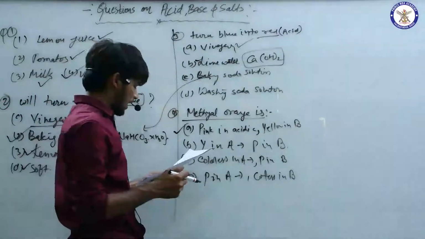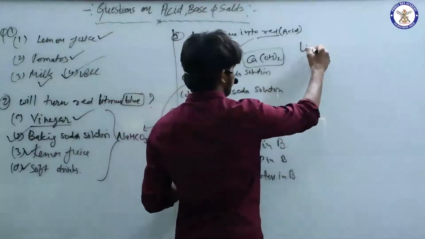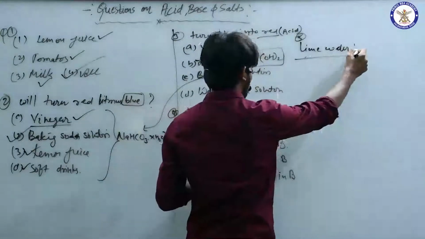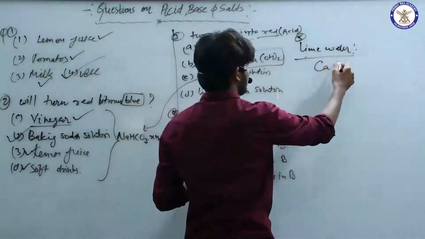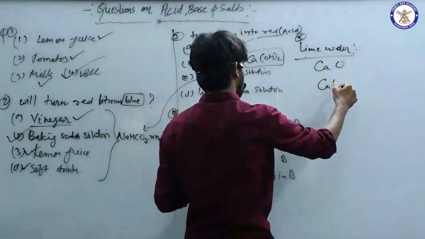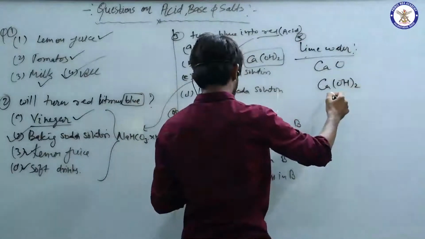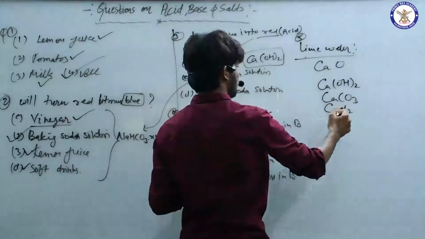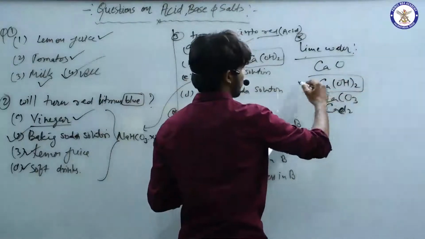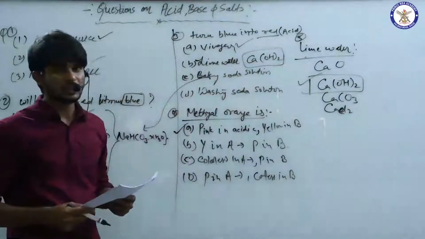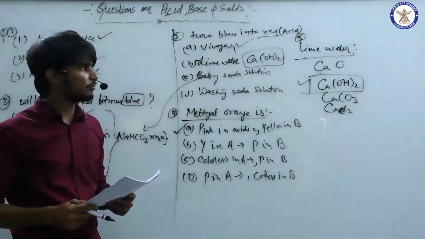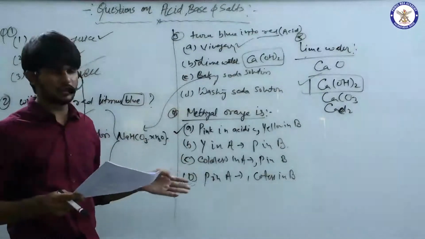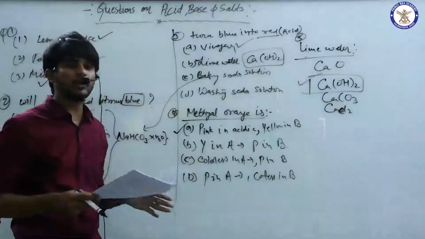Next is lime water. Next question number 5, lime water. The first is calcium oxide, second is calcium hydroxide, third one is calcium carbonate, and fourth one is CaCl2, calcium chloride. So you know this is the right answer, because lime water is calcium hydroxide. I have told you many times that calcium hydroxide is known as lime water. Everything which I am discussing over here in the format of questions has already been discussed in the form of notes.